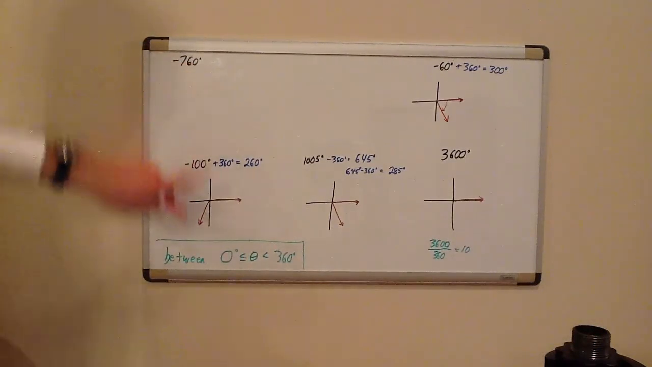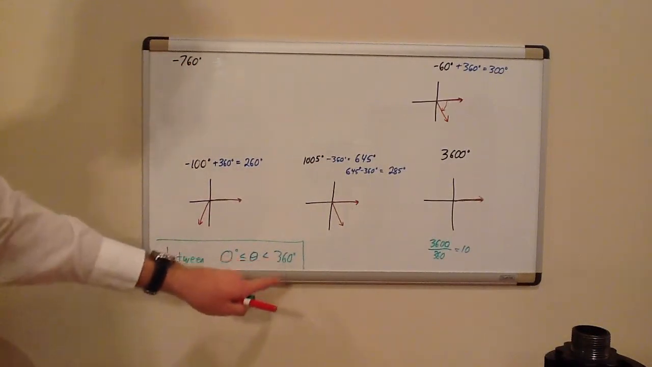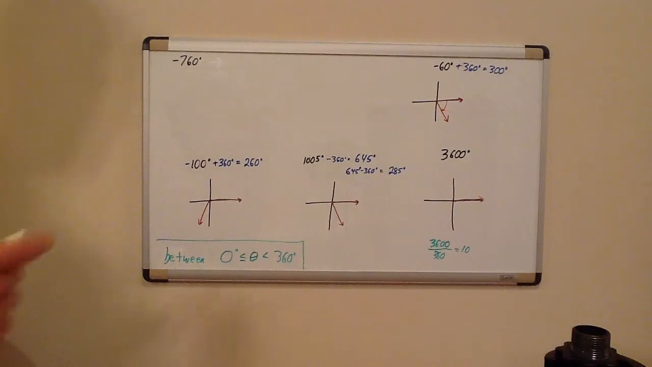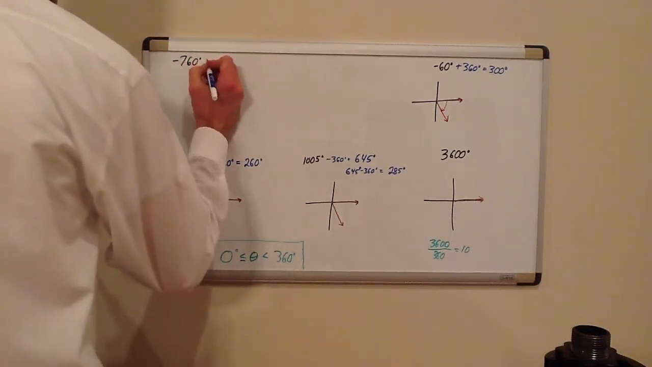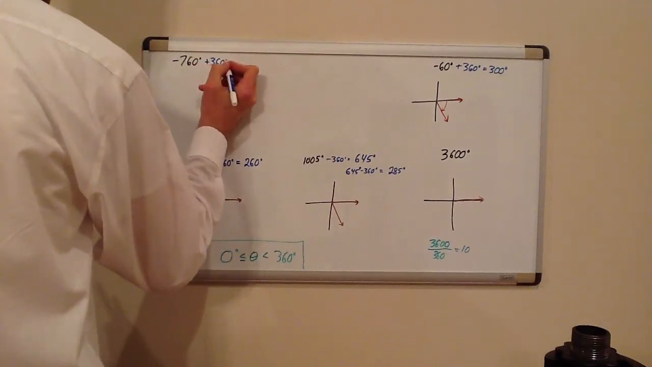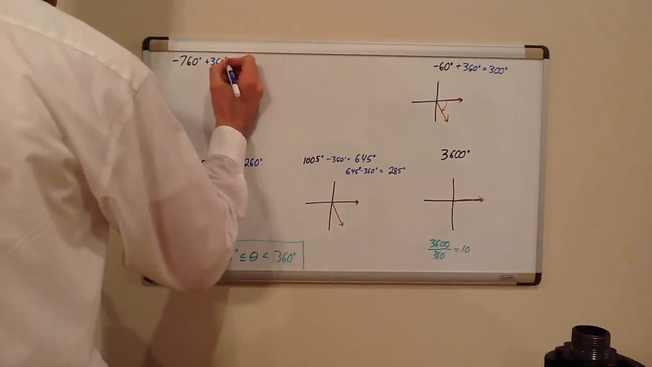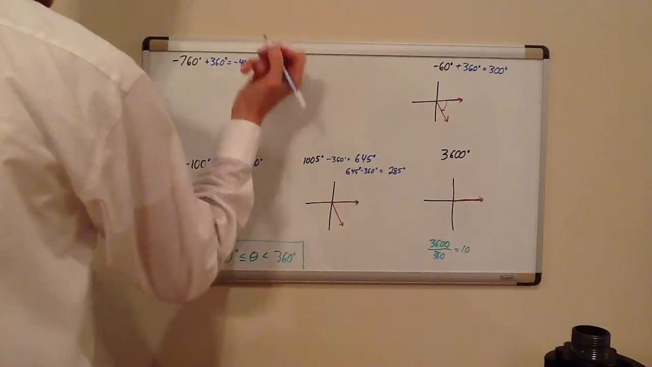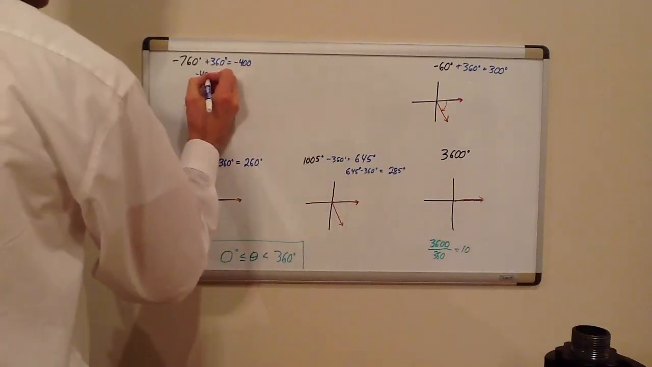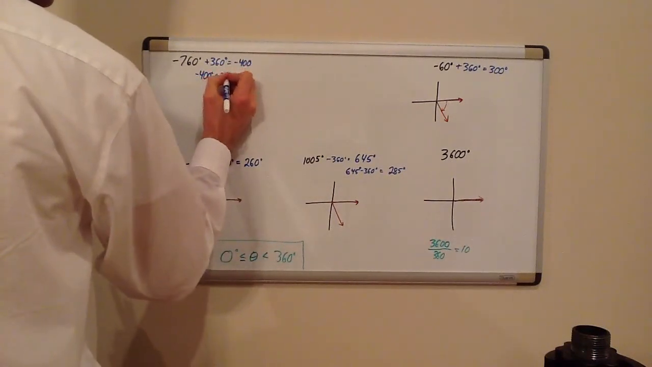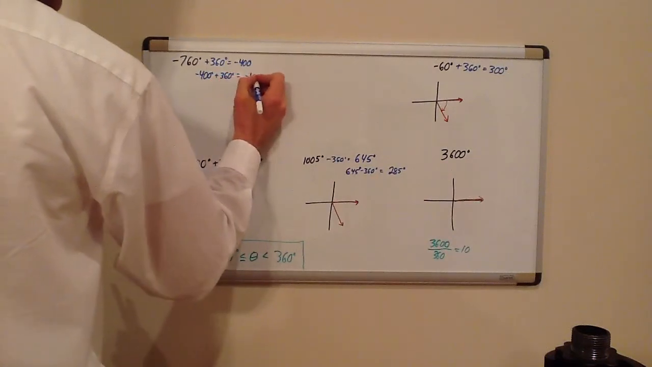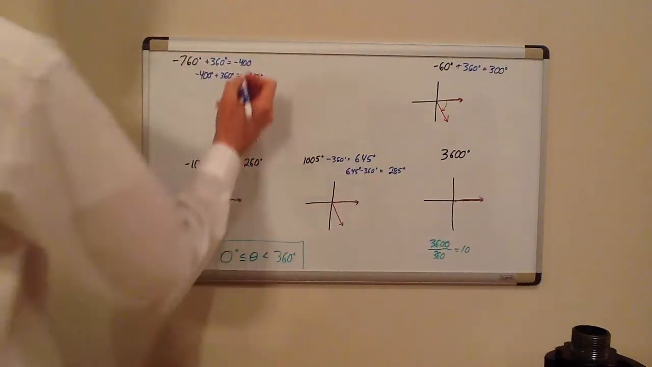Is negative 760 between those two? Absolutely not. So what we need to do is add 360 as many times as we need to get it, because it's too small. So we'll add 360, and we end up with negative 400. Well, that's still too small. So we have negative 400, and then we add 360, and we get negative 40, and that's still too small.